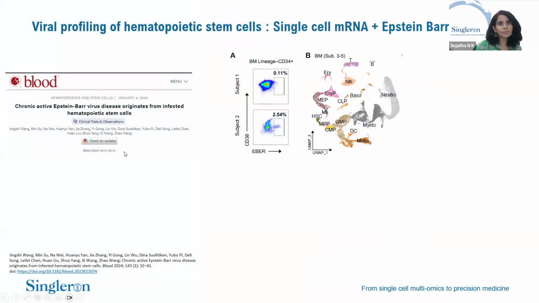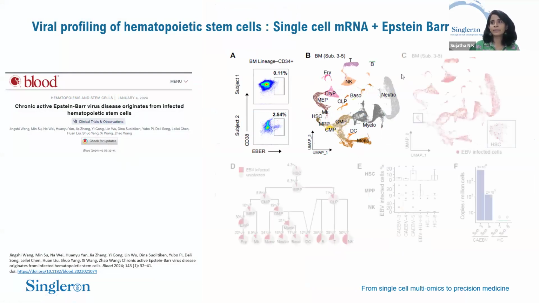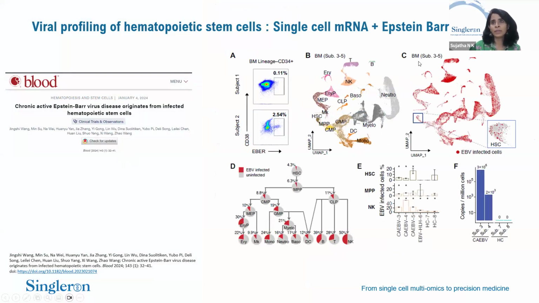So here is an example of one of our customer publications where they were interested in profiling hematopoietic stem cells, looking at the viral profile of these cells. They were able to use the single cell part to annotate all the different cell types, and then use the EBV layer to understand which of these cell types have EBV infection. And then they're able to see how this has progressed between the different cell types and do more analysis on that.